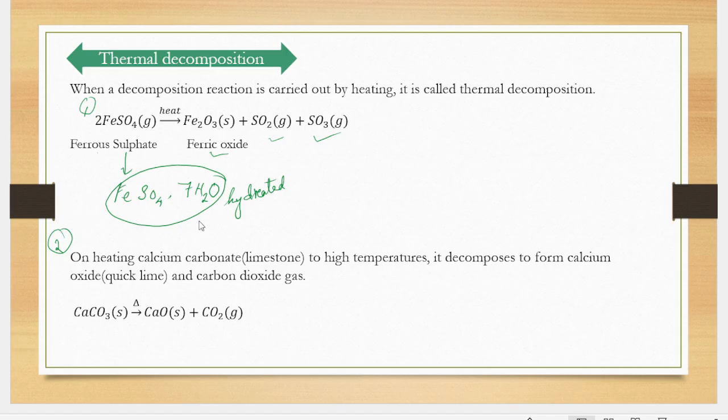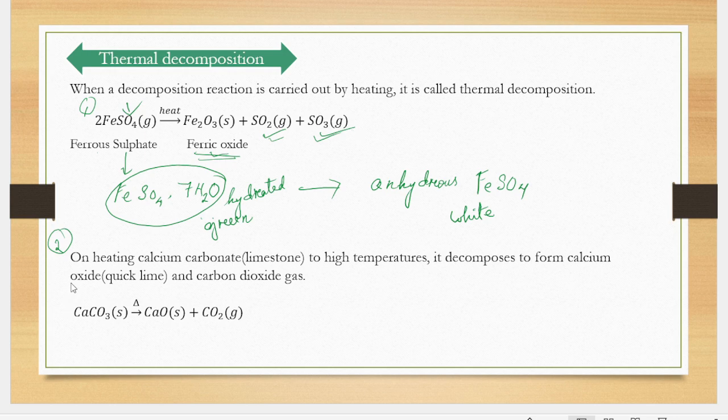Now, upon gentle heat, when we heat this hydrated ferrous sulfate, it loses its water of crystallization to become anhydrous. From hydrated, it becomes anhydrous ferrous sulfate, whose color changes from green to white. Again, when you heat the anhydrous ferrous sulfate on strong heating, the white anhydrous ferrous sulfate breaks down into a reddish brown solid residue of ferric oxide, along with a mixture of sulfur dioxide and sulfur trioxide.